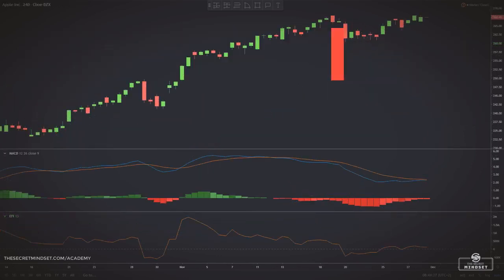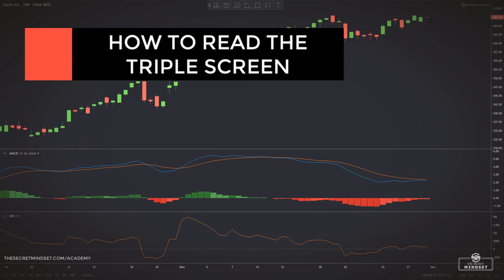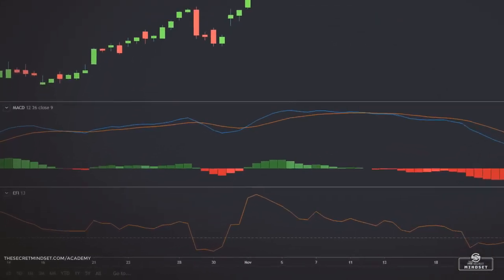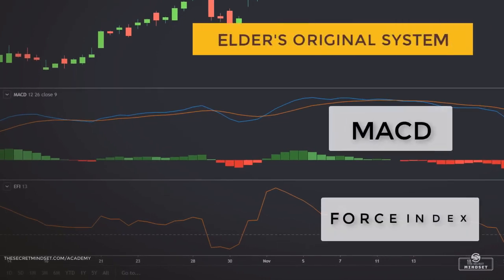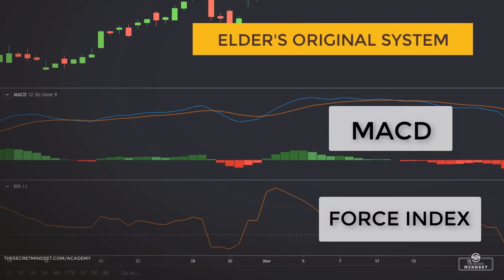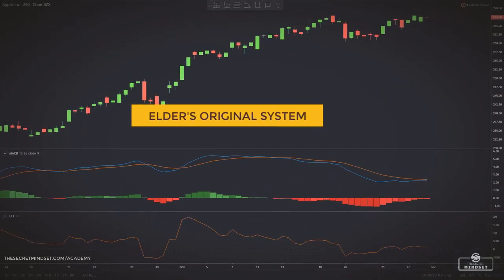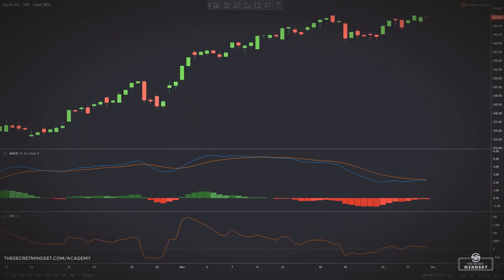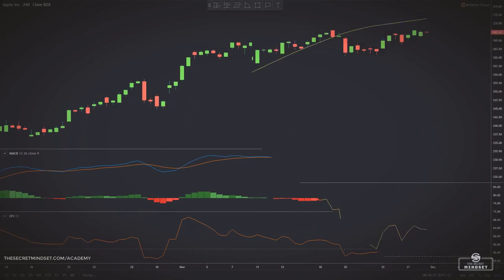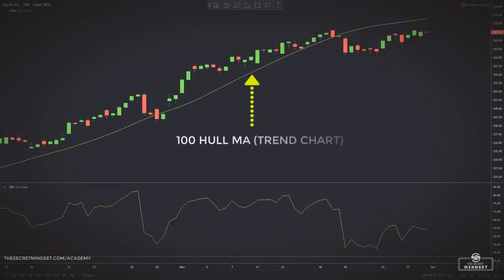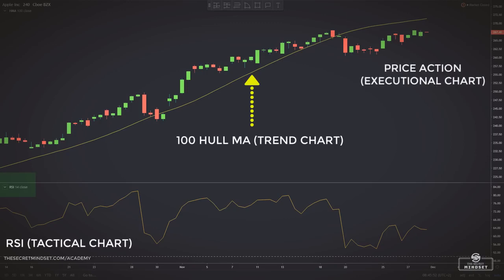Now, how to read the triple screen? In order to identify the entries, Elder's original system used a combination of MACD and the force index, which are types of momentum oscillators. In practice though, there are a variety of other indicators that will do the same job and work equally well or better. I personally use the Hull moving average on the longer term chart, the RSI on the intermediate chart, and I use price action on the short term chart to pinpoint the entry.